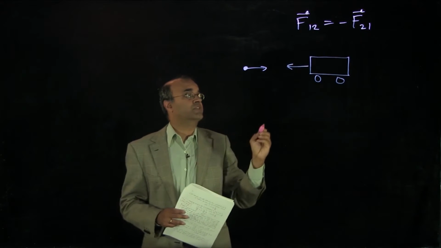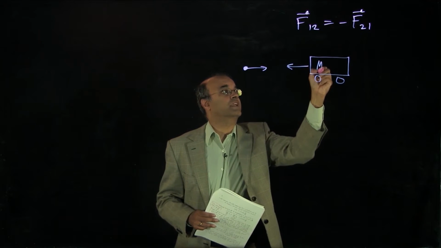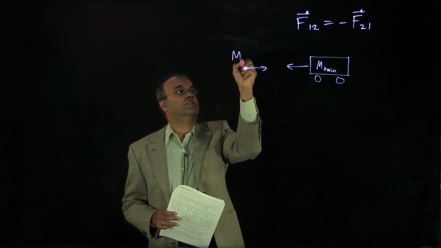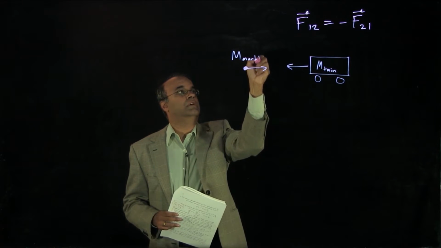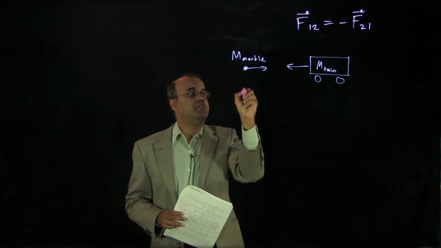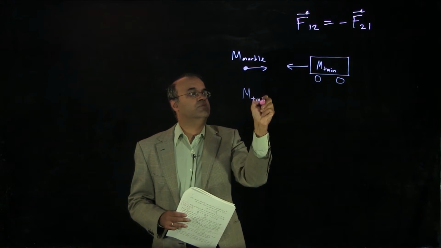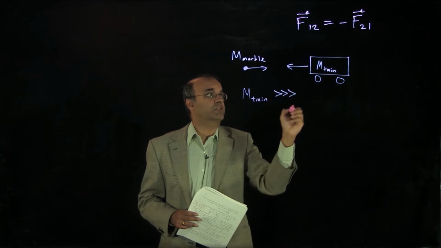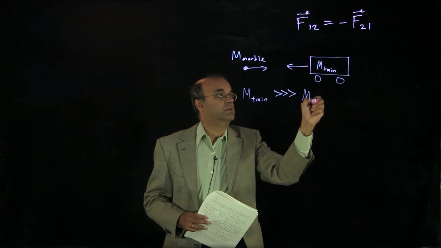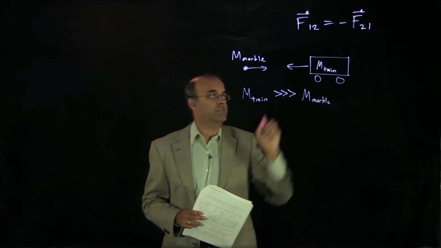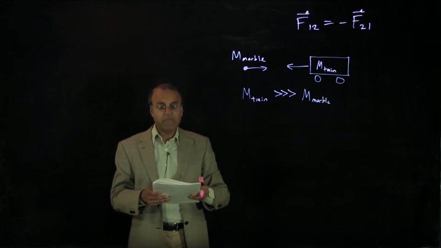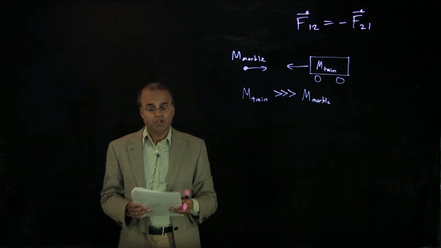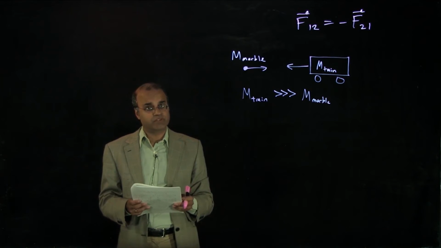Moving that way. And so we'll say that the mass of the train, I'll write that as m sub train, and the mass of the marble is m sub marble. And obviously, the mass of the train is much larger. I'm going to write that as several greater than signs, much, much larger than the mass of the marble. Okay? And so the question I want to consider is, at the instant that these two objects collide, which experiences the greater force?